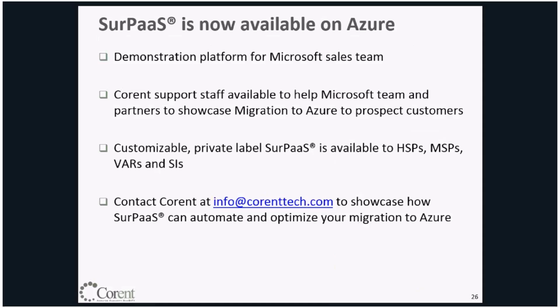There's even an option, if people get into this and want to do it, to have your own private label version of SurPaaS and SurPaaS Analyzer. If you're an HSP, MSP, VAR, or an SI that has a volume and wants to do some of those customizations of the knowledge base and pre-populate some of those things, like the way you add those additional services into the cost models for the business models. So lots of flexibility there in the way you get the service and its availability. You can contact Corent and we can showcase how to do any of these things.